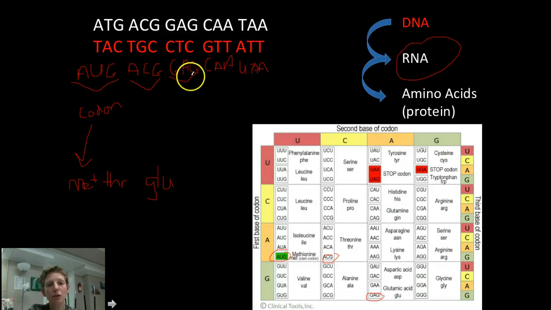So as you can see, we're using these codons to gather our amino acids and put them together in a chain, and that chain represents our protein. So that's really the whole process of transcription, DNA to RNA, and translation, RNA to proteins. So that's really it, folks.